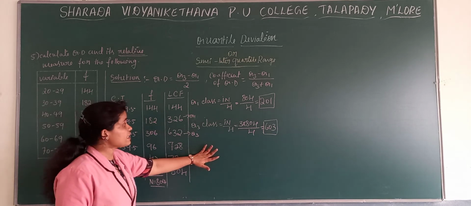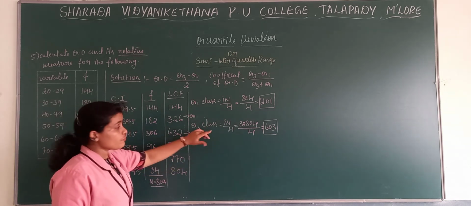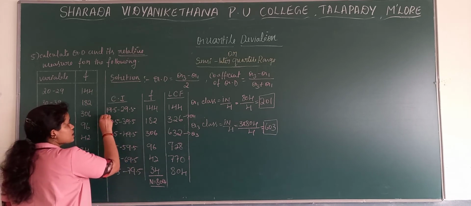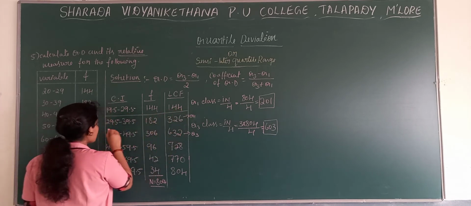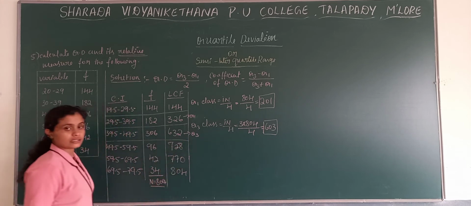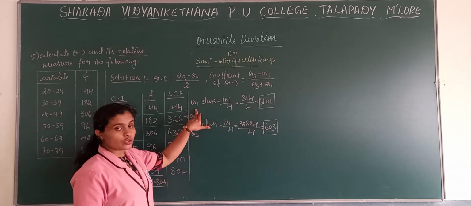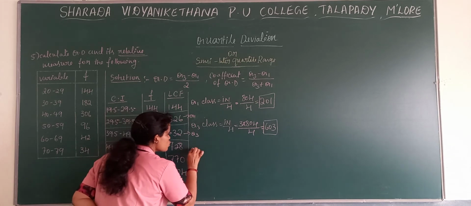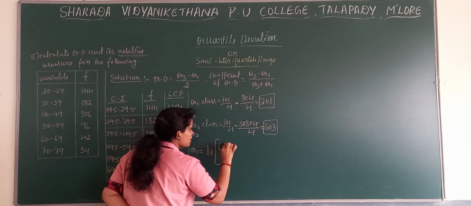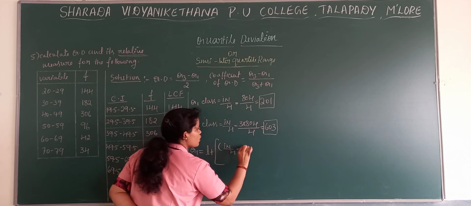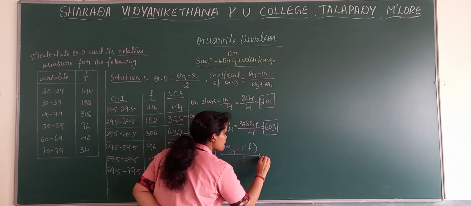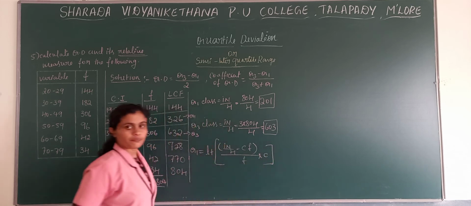Now, after defining the classes, we need to apply the main formulas. This is the Q1 class and this is your Q3 class. Now apply the Q1 formula here. So Q1 is equal to L plus i n by 4 minus CF divided by frequency into C.